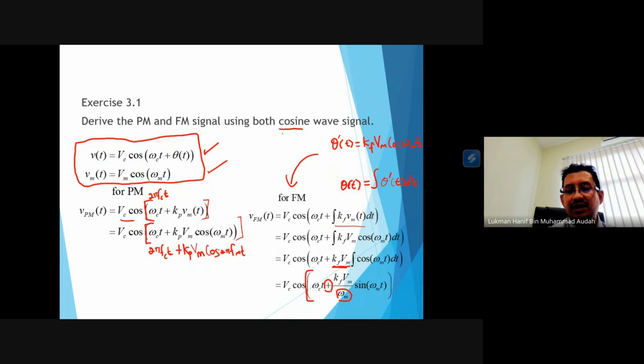So this is actually Vc cos(2 pi fc t plus Kf Vm over 2 pi fm sine 2 pi fm t), and then you close the big bracket. So this is how we define the equations for FM and PM.